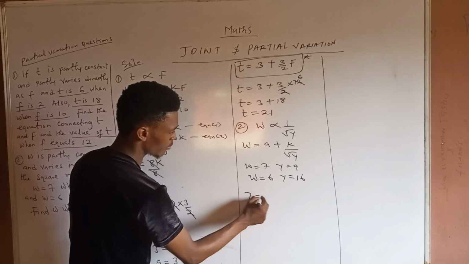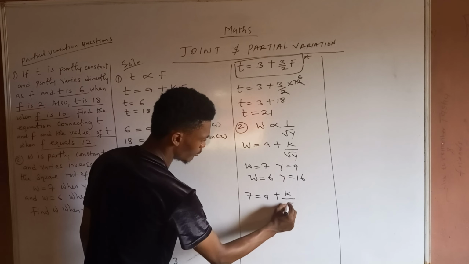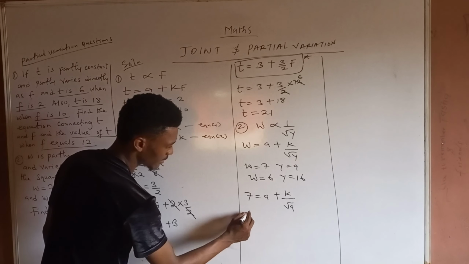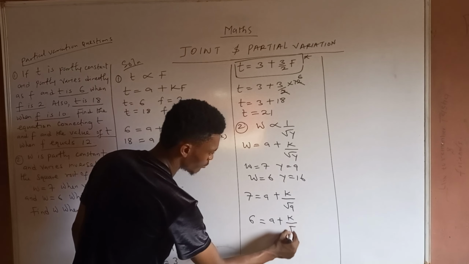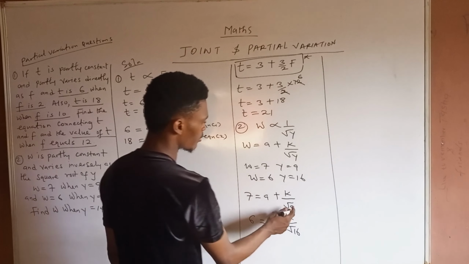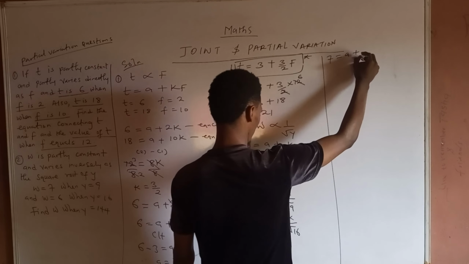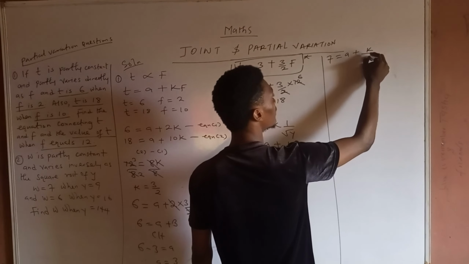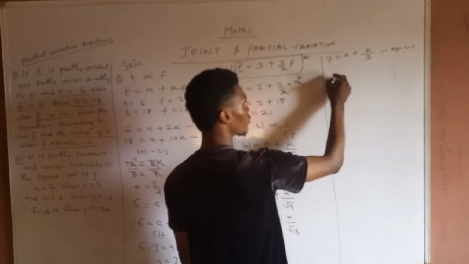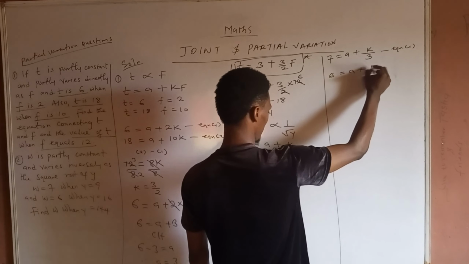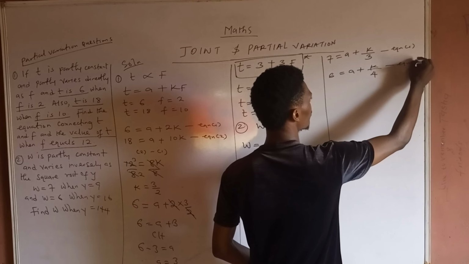It becomes 7 equal to a plus k over root 9. Then in the second equation we have 6 equal to a plus k over root 16. So taking the square root of 9, it will be 7 equal to a plus k over square root of 9, which is 3. That's equation 1. And then equation 2: 6 is equal to a plus k over square root of 16, which is 4. So equation 2. All right.